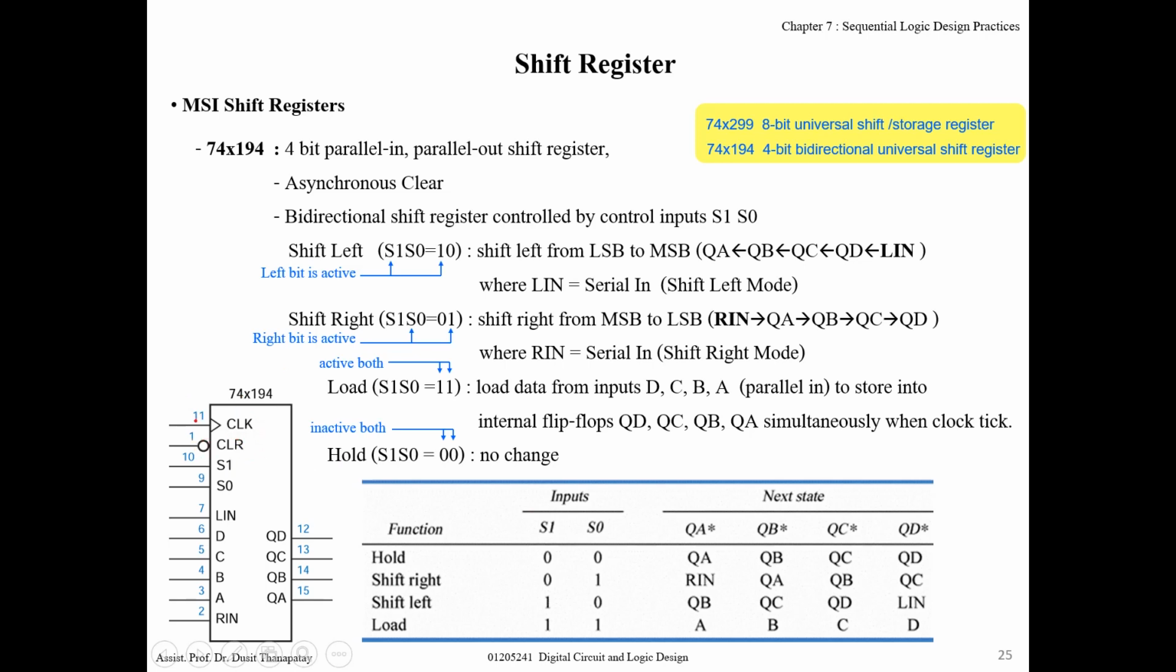Here, if you want to clear, you apply it right here, to force the outputs QA, QB, QC, QD to become 0. But this IC has asynchronous clear. That means when you apply 0, the output will change to 0 simultaneously. Suddenly, when you apply this, all of these will change to 0 at the same time, not waiting for the clock tick.